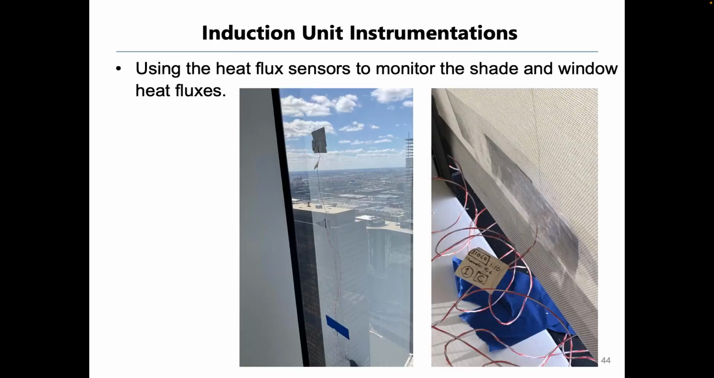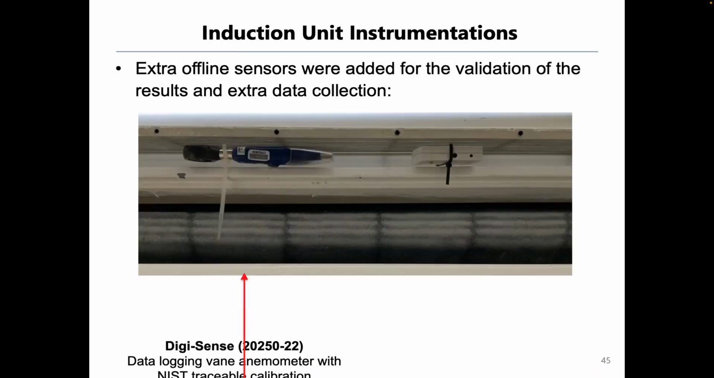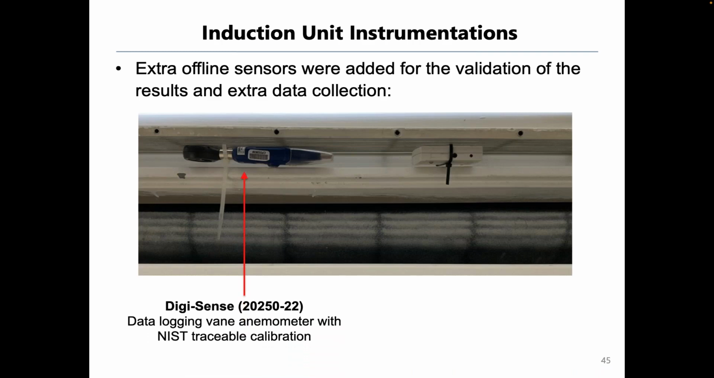addition for the instrumentation. We also use these heat flux sensors to monitor the heat fluxes coming out of the window, the shade inside and outside. So we were able to capture information coming from the heat transfer through the enclosure as well. We also installed extra sensors just to collect additional information. The challenge with these ones, they are offline sensors, so occasionally we had to download. So like this is another anemometer to collect information.